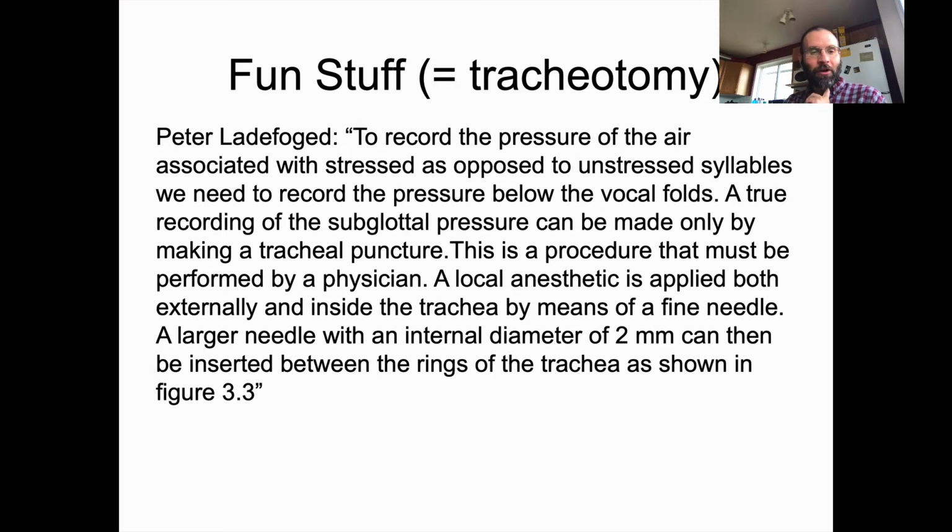So in this passage from Peter Ladefoged's book, he says: to record the pressure of the air associated with stressed as opposed to unstressed syllables, we need to record the pressure below the vocal folds. A true recording of the subglottal pressure can be made only by making a tracheal puncture, so poking a hole through your throat. This is a procedure that must be performed by a physician. A local anesthetic is applied both externally and inside the trachea by means of a fine needle. A larger needle with an internal diameter of 2 millimeters can then be inserted between the rings of the trachea as shown in figure 3.3.